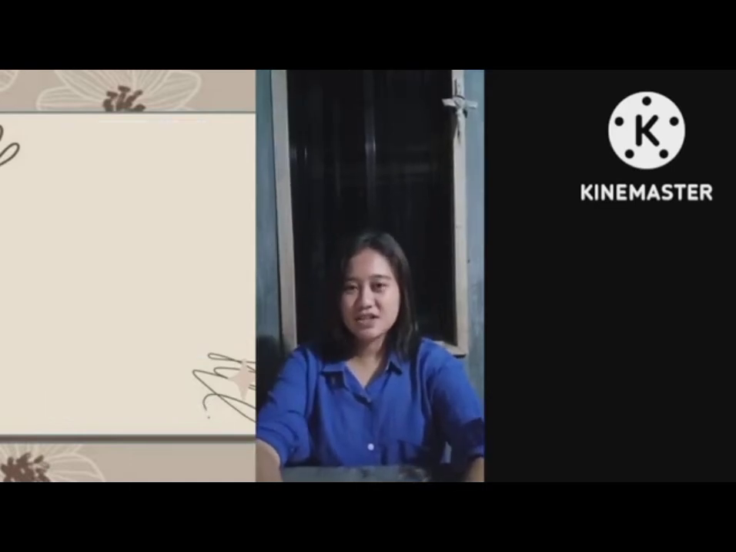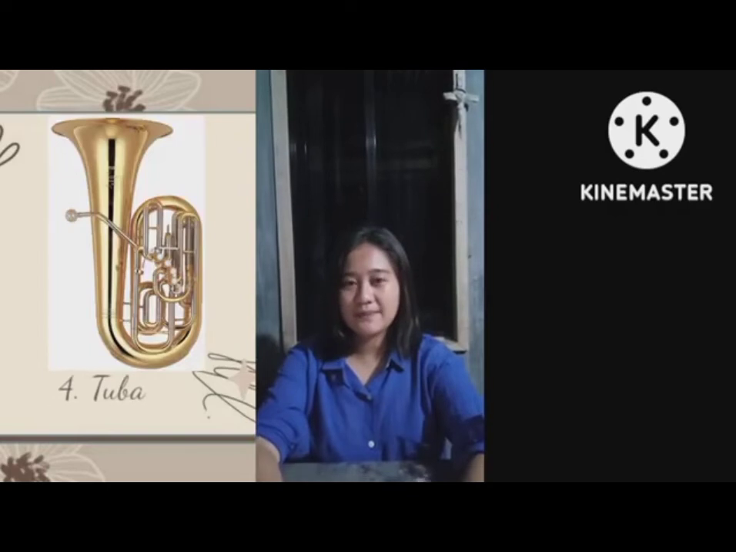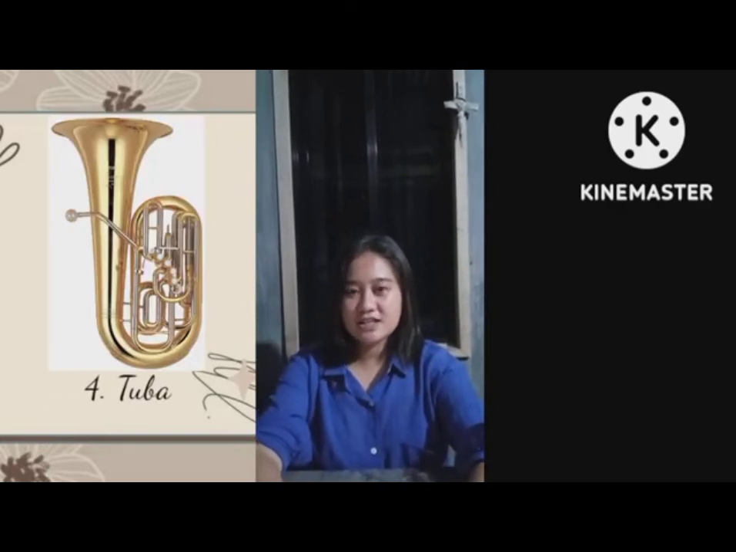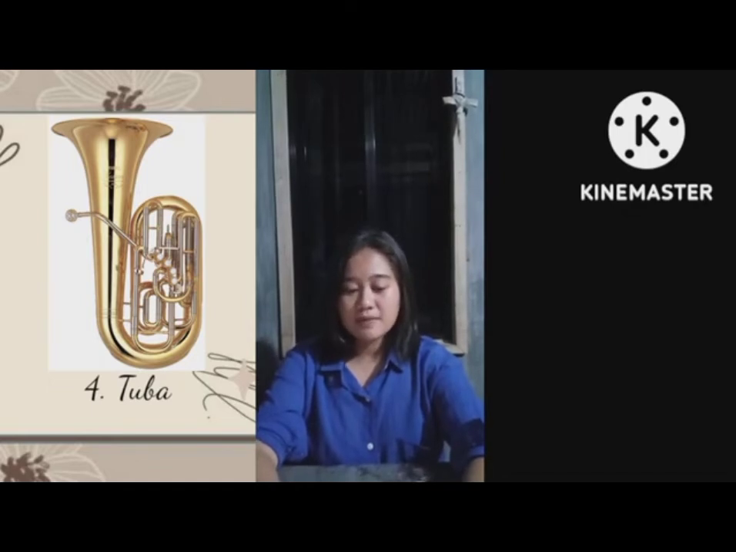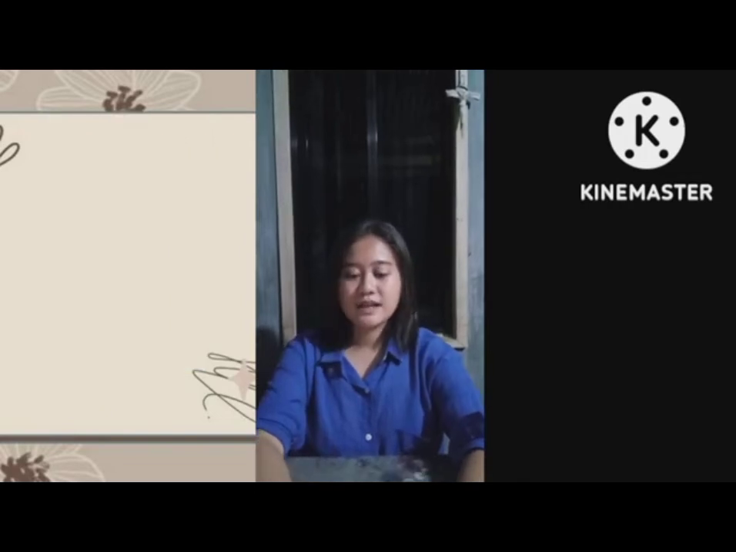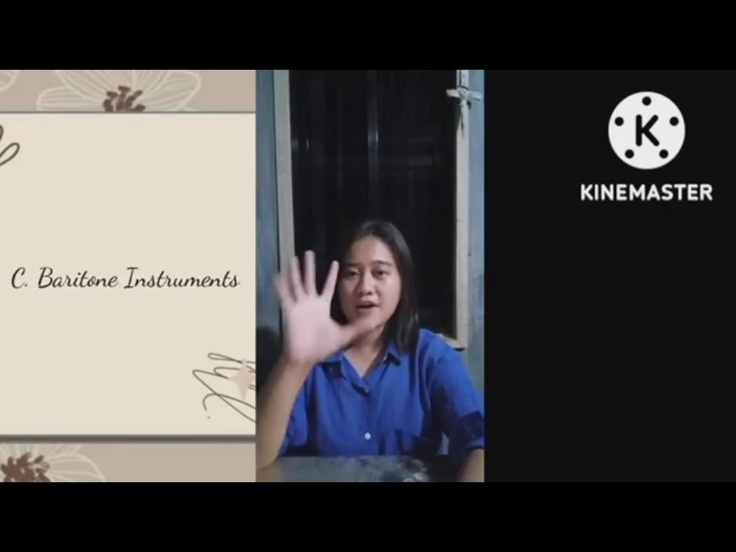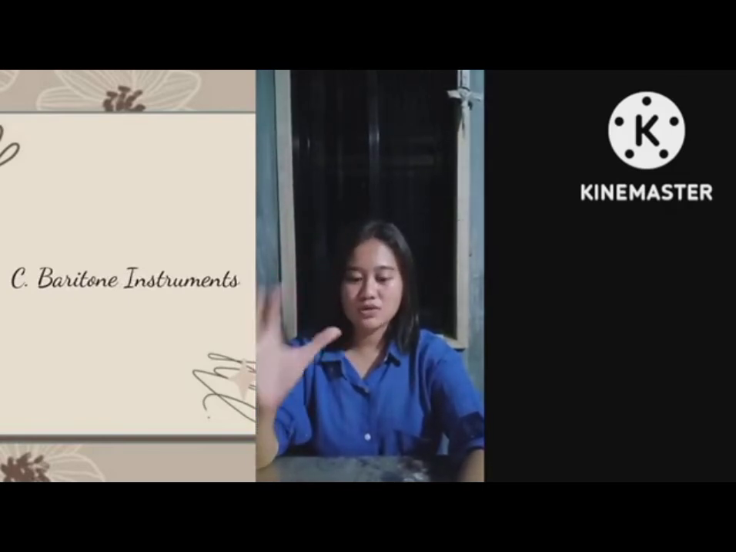The last bass instrument is tuba. It is the largest and deepest-pitched brass instrument. The sound is produced by vibrating the lips into a sizable cup-shaped mouthpiece. Next group, we have baritone instruments. In baritone instruments, we have 5 instruments that belong.